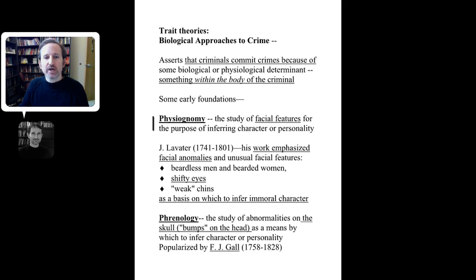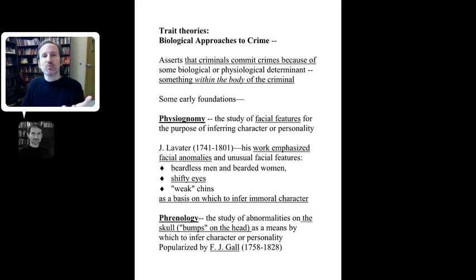So to begin with, we look at physiognomy. And physiognomy is the study of facial features as a way to infer character or personality. So what you could see is perhaps some indicators in the face, like, for example, beady eyes, large forehead, lack of facial hair on men and facial hair on women.